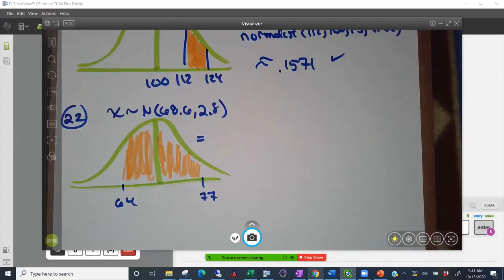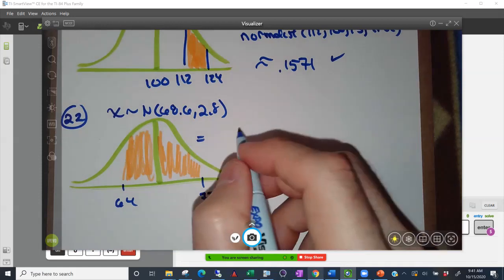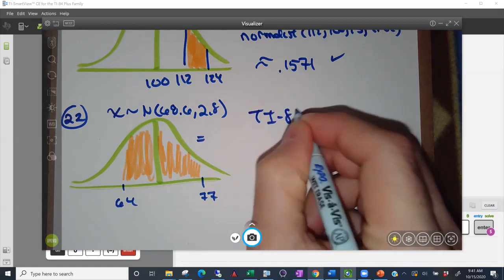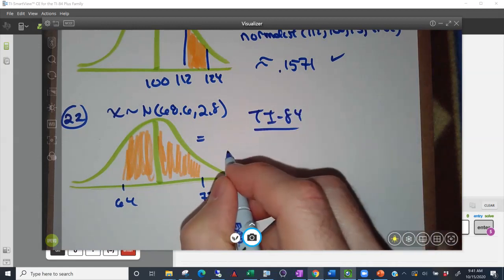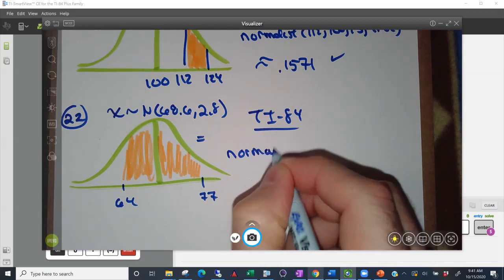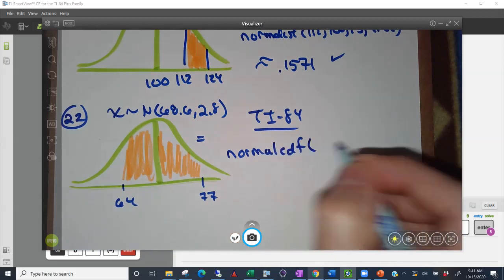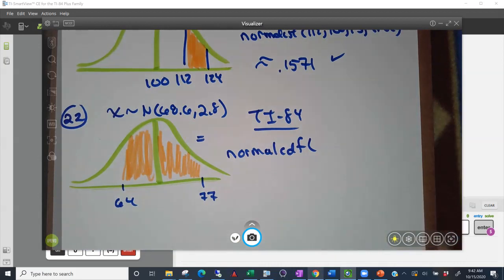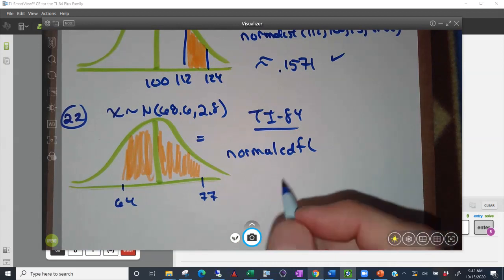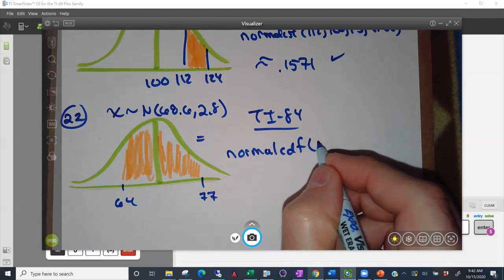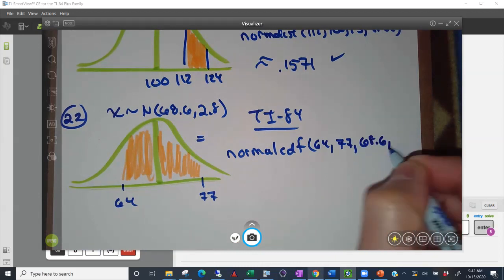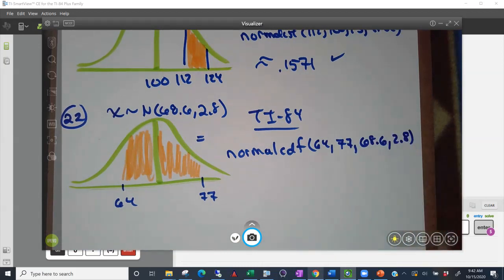So let me move back here then. We're going to do this one on the calculator. On our TI-84, it's going to look like this. Normal CDF. You will not use PDF in this course. And then we want 64, and then 77, and then the mean of 68.6 and a standard deviation of 2.8. Let's see what we get when we plug that in.